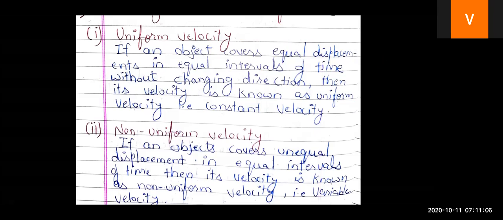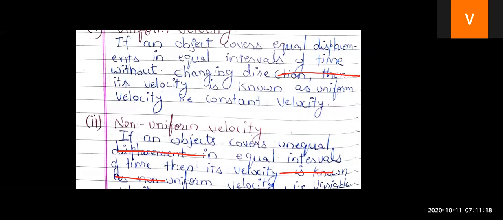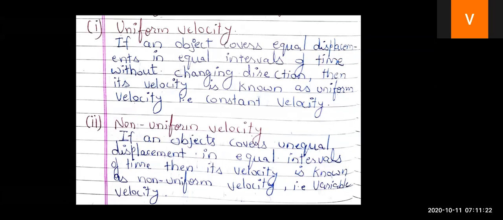Non-uniform velocity is when the displacement is not equal. Here it is equal displacement, here it is unequal displacement, so only it's non-uniform, beta. So if an object covers unequal distance in equal intervals of time, then the velocity is known as non-uniform velocity, or it is also called variable velocity.